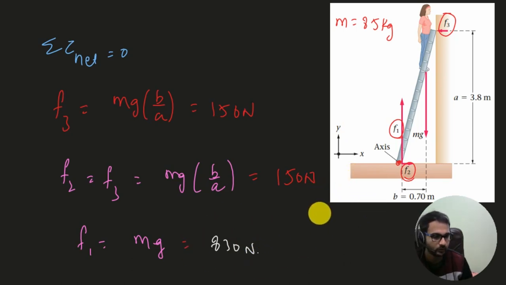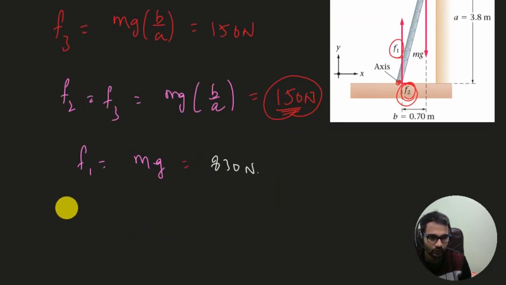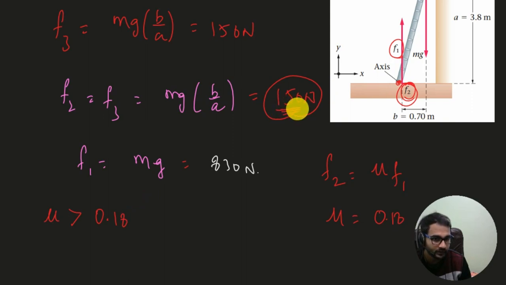Now here I should discuss one important thing, that the friction force, this F2, is what? This is the friction force, which is 115 newton. And this force is provided by the surface. Now, the surface should be rough enough to provide this much friction onto the ladder. Otherwise, the ladder will slip. So if you solve for mu, the friction force F2 is equal to mu times the normal force, which is F1 here. So if you solve for mu from here, you'll get mu to be 0.18. That means the coefficient of static friction should be greater than 0.18. Otherwise, the surface will not be able to provide this much force and the ladder will slip.